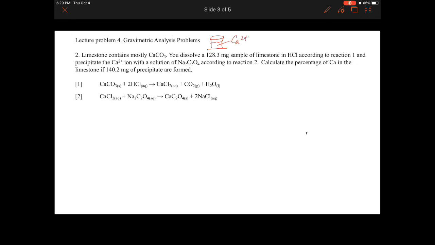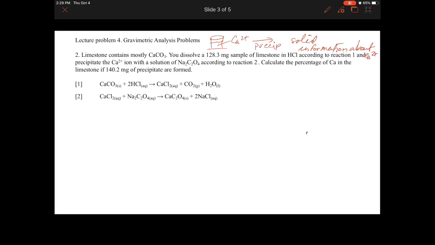And with gravimetric analysis, we precipitate this to make a solid, and from the solid, we get information about the amount of calcium that was originally present in the sample.